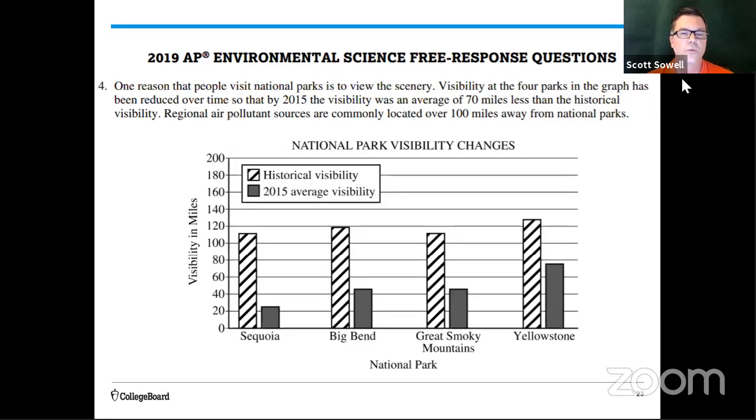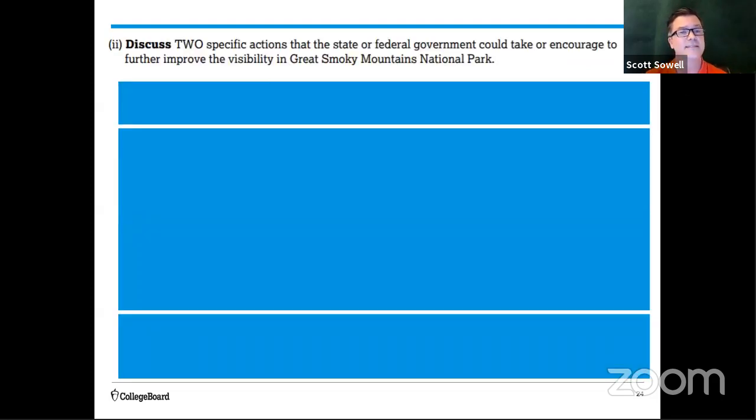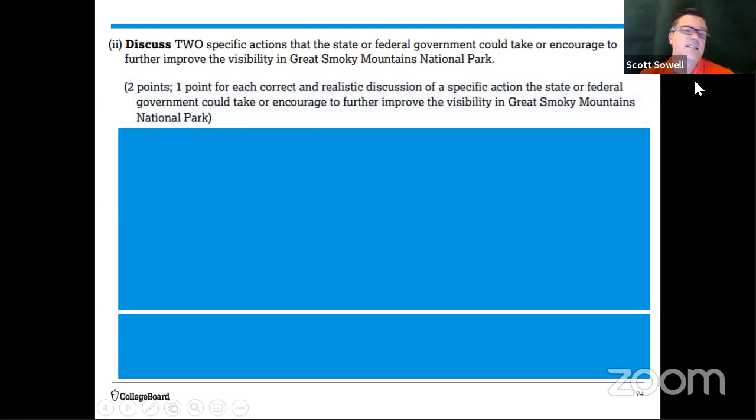So we've got this situation where the visibility in the park has gone dramatically down. And the first part of the question asks you to identify certain pollutants that might be involved in this, whether they're primary or secondary. But then the subsequent question says, discuss 2 specific actions that the state or federal government could take or encourage to further improve the visibility in the Great Smoky Mountains National Park. So if you look at the scoring guidelines for this question, it says this is worth 2 points because it's asking for 2 specific actions, 1 point each for each correct and realistic discussion. So your discussions, your solutions have to be realistic.